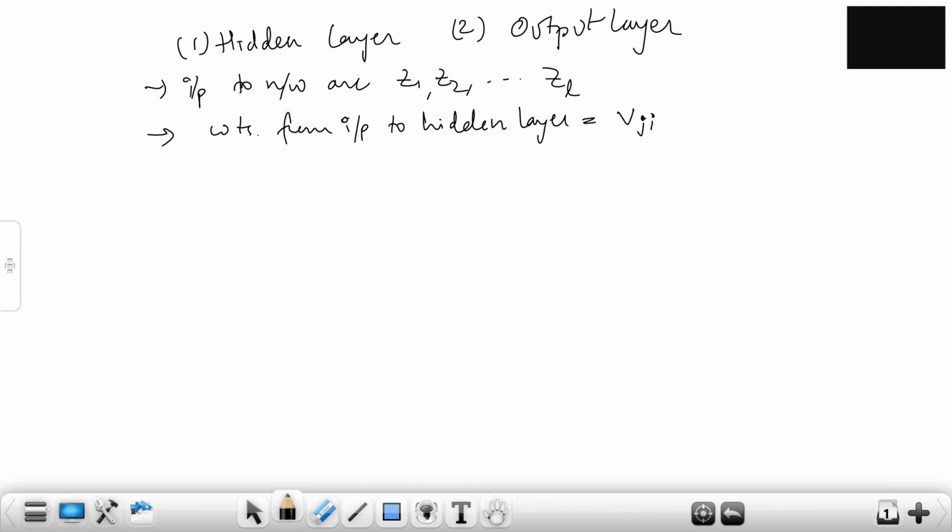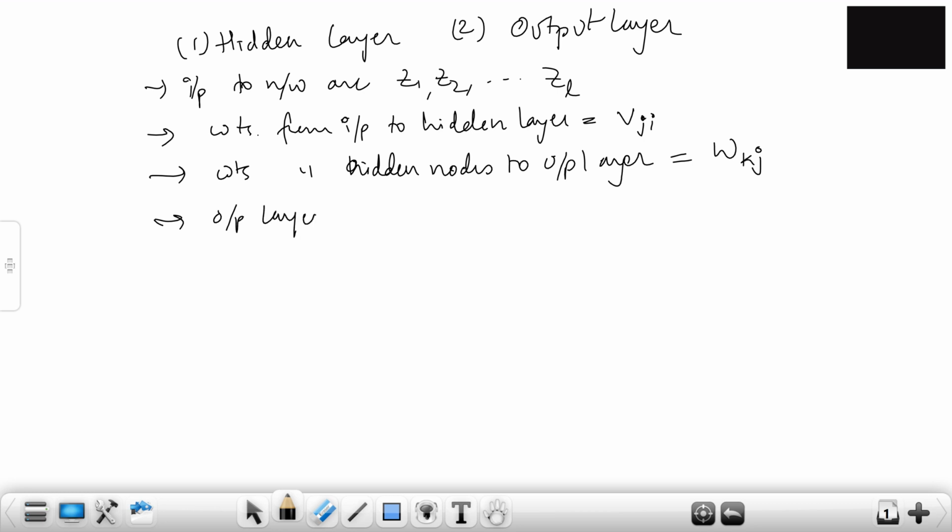Then weights from hidden nodes to output nodes are WKJ. Is that right? Because K is the output one, right? WKJ. Outputs of the output layer are given by O1, O2, OK, right? This is what is given by the output layer. Now I'm going to write those matrices over here.